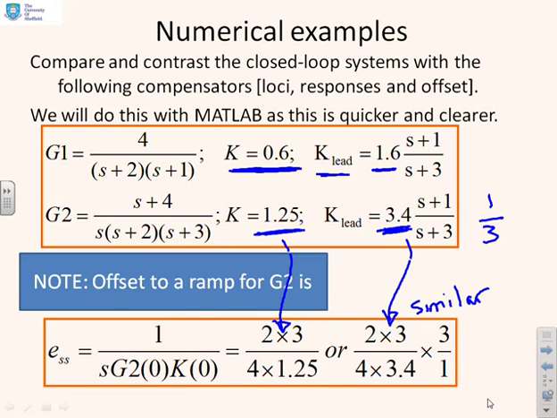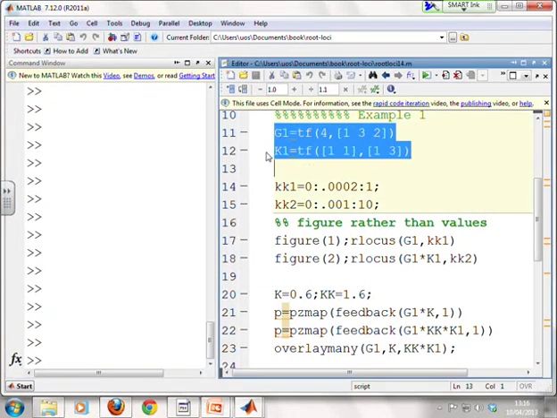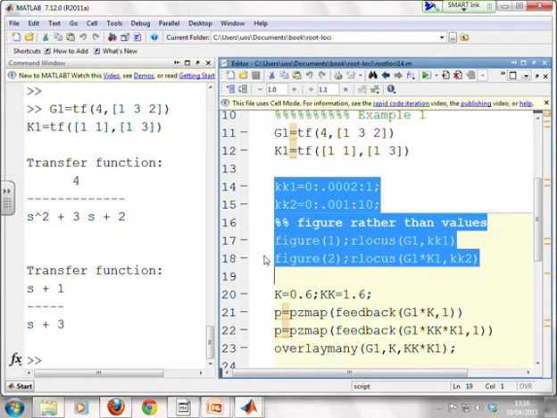Let's go to MATLAB now and look at some more generic observations. So first example, we'll enter the two systems. There they are. And now we'll do the root loci.